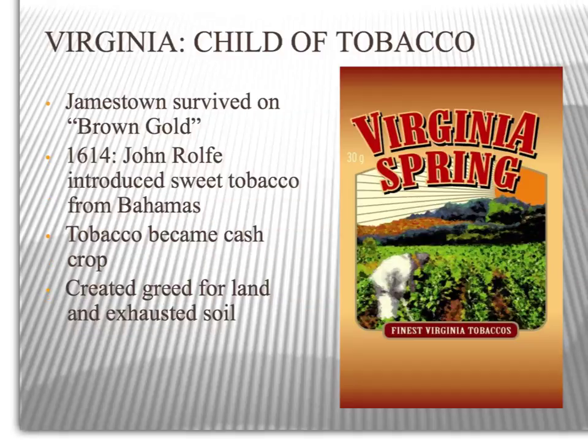So they came looking for gold, and instead they found brown gold. 1614, John Rolfe introduced sweet tobacco from the Bahamas. Tobacco became a cash crop, created greed for land, and also exhausted the soil.